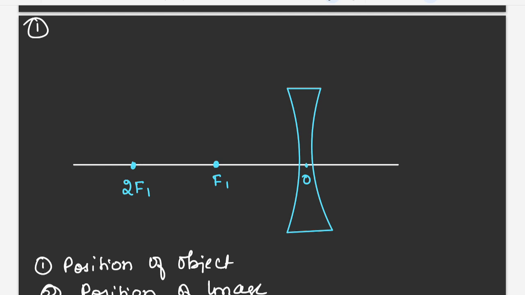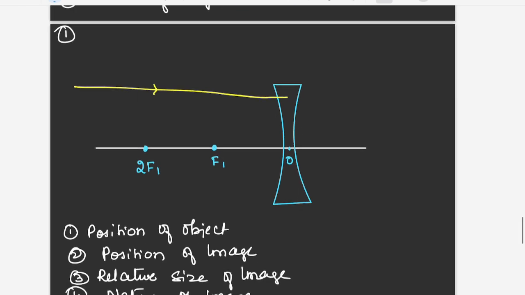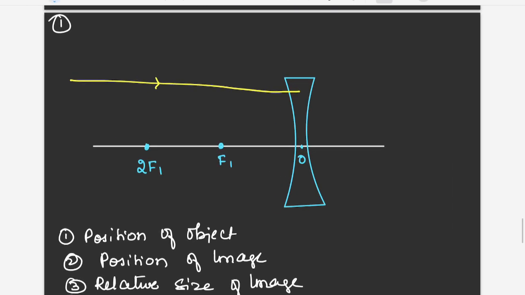So there are only 2 ray diagrams for the concave lens, which is very simple. So let us draw the ray diagram. In the first one, we are going to place the object somewhere at infinity, and draw 2 rays. So this is the first ray, the incident ray, and this is the second ray.